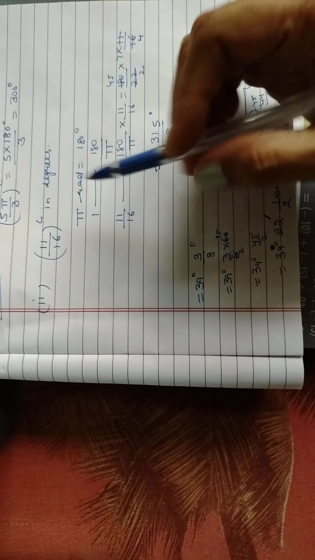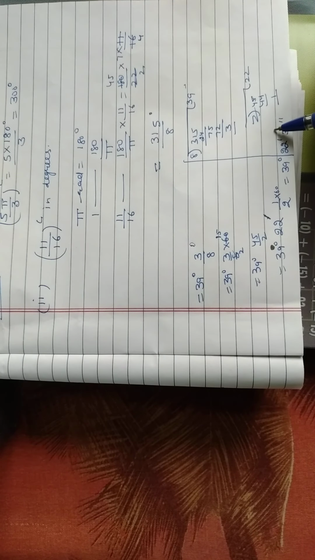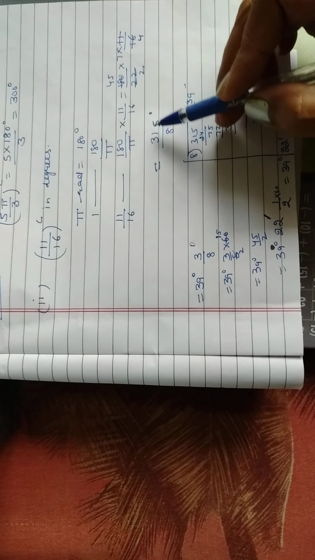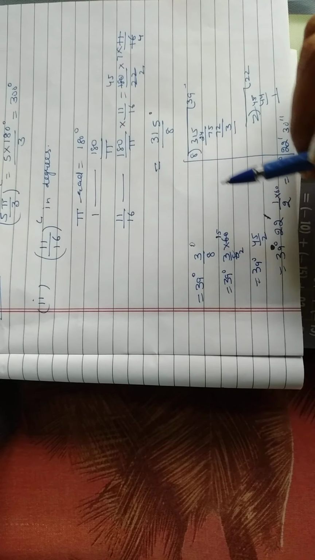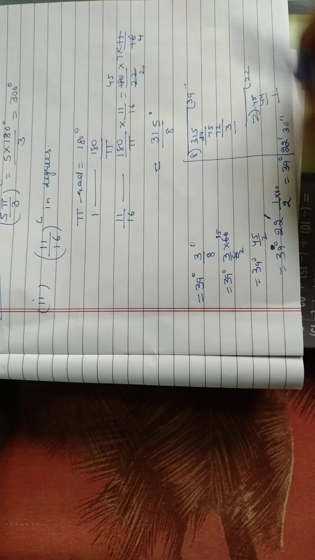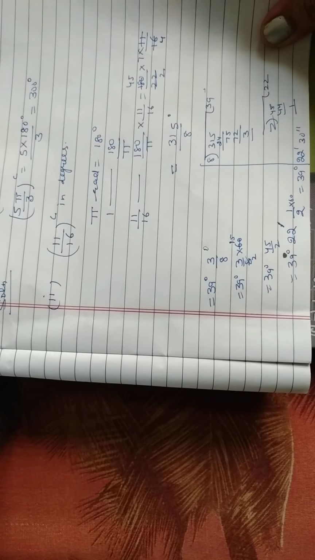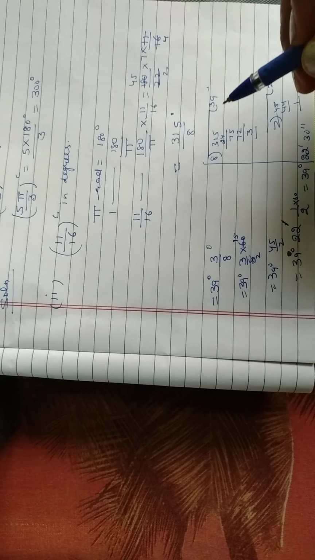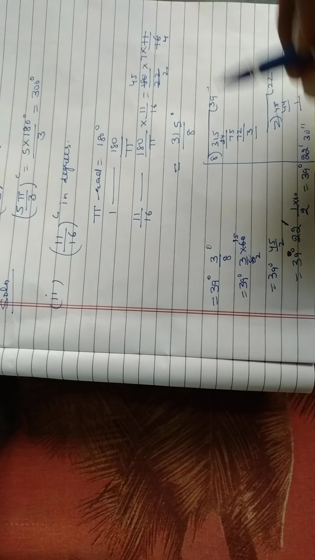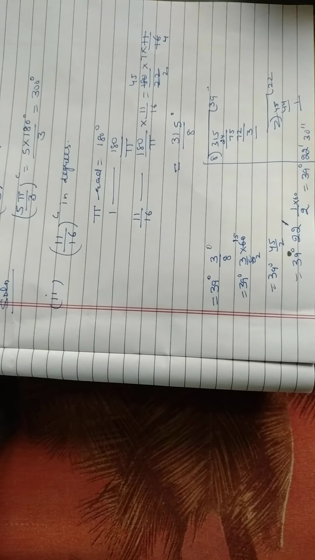So whenever you have to convert radian into degrees and your answer is in fraction, then you have to convert it into degree, minute and seconds. Clear? So this is how to convert an angle from radian into degrees and degrees into radians.